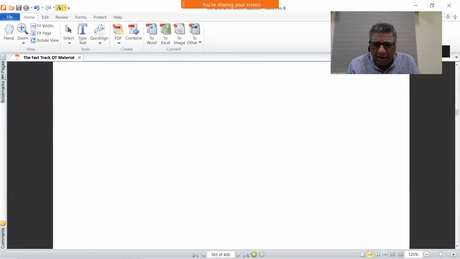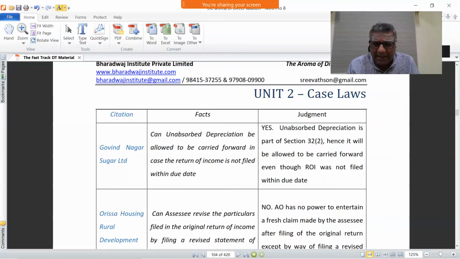Now we proceed to some of the case laws. Govind Nagar Sugar Limited again assured that these due dates are only for business loss and not unabsorbed depreciation. Unabsorbed depreciation can be carried forward even if the return of income was not filed within the due date. Again and again, this has been said in the law, and Govind Nagar Sugars is one other case. Which issue?